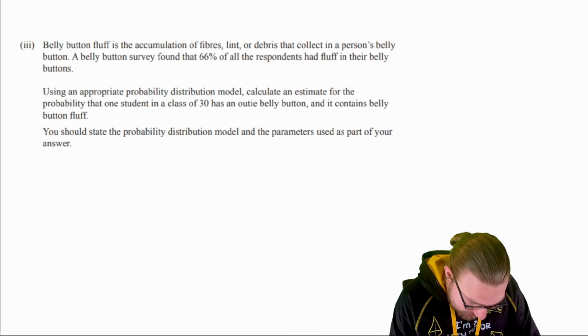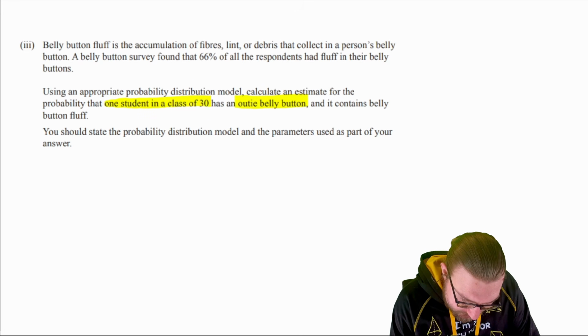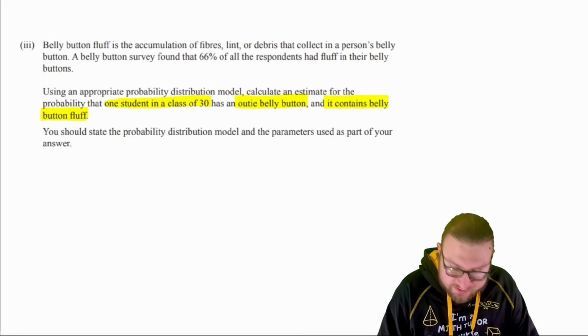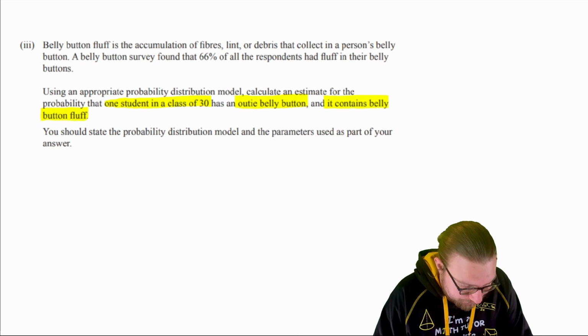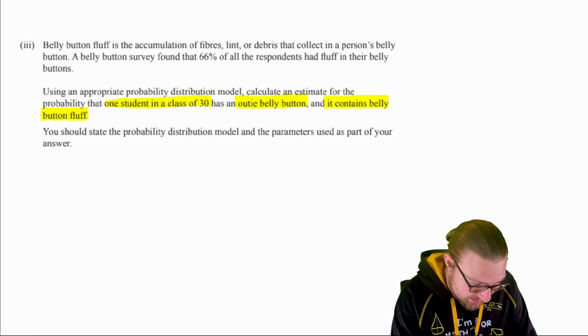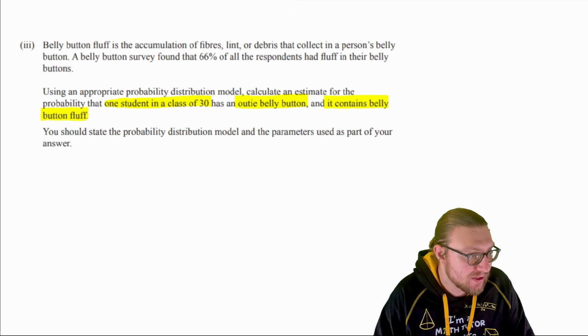So let's quickly mark this. So we have 1 student in a class of 30 has an outie belly button and it contains belly button fluff. Okay, this is what we're looking for here, right? You should state the probability distribution model and the parameters used for your answer. So again, we're going to tell everything that we want.